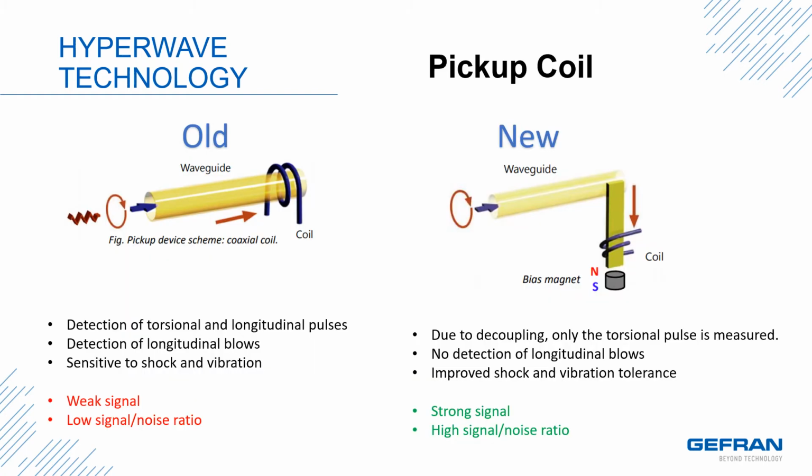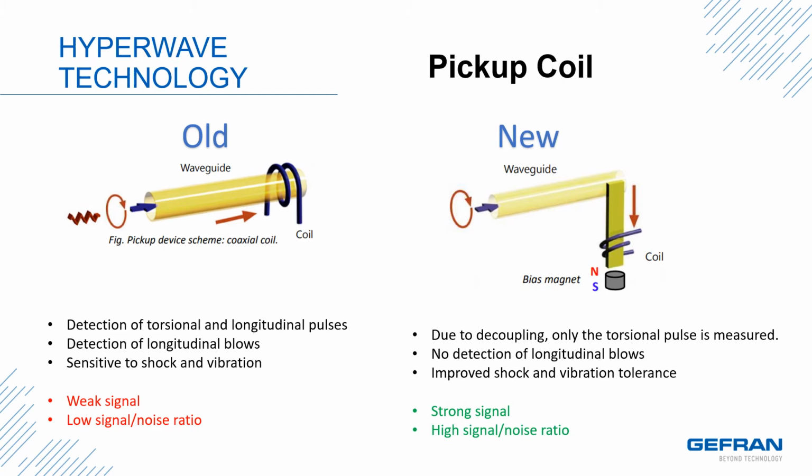With Hyperwave, Gefran has not only improved the dampers and waveguide, we have made a drastic improvement to the receiving coil. Prior to Hyperwave, we used a coaxial coil style pickup. This style allowed the detection of torsional and longitudinal pulses. It could detect longitudinal shock inputs and was sensitive to shock and vibration. This resulted in a weak signal and a low signal-to-noise ratio.